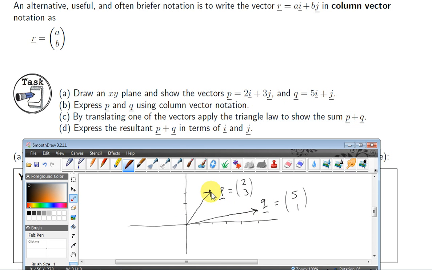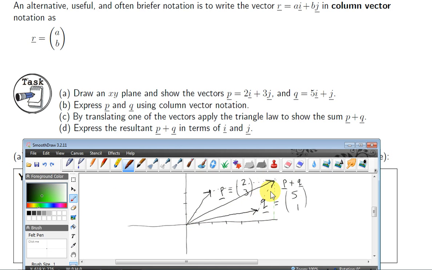Let's get the sum of these two vectors. Well, we could use the parallelogram law. Now let's consider the x component of this vector. So this vector here is p plus q. So I did it by the parallelogram law, but you could use the triangle law. I could have moved vector p up here, add them that way, but it doesn't matter.